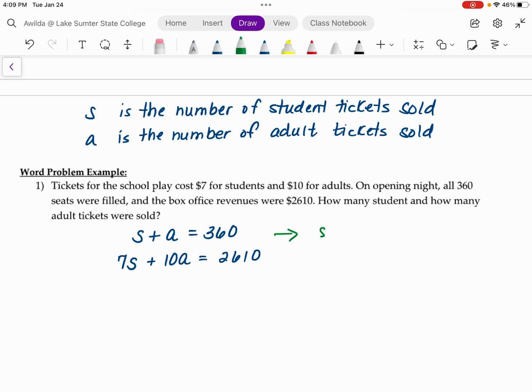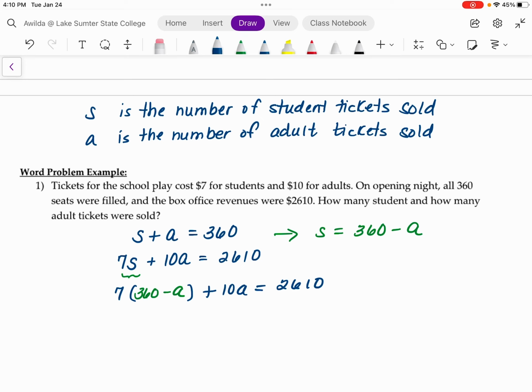So I'm going to write that S is equal to 360 minus A. In the second equation, I'm going to make a substitution for what S represents. So I'm going to write that 7 times what S stands for plus 10 times A must equal 2,610. And I see that S is equal to 360 minus A. I have an equation with a single variable, and so I can solve this equation for A.